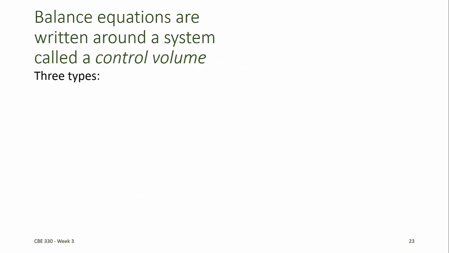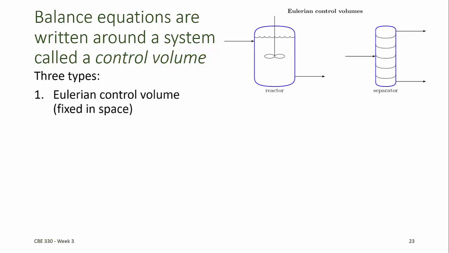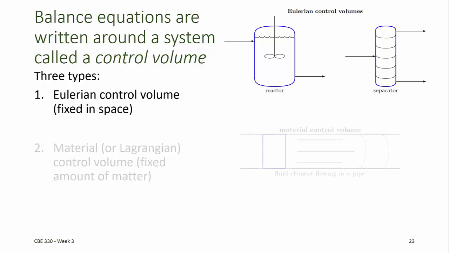The balance equations are always written around a system which we call a control volume. Control volumes can be one of three different types. The first type is called an Eulerian control volume, and it is represented by a fixed volume of space that does not move. So the contents of this reactor could be a control volume, or the contents of this distillation column could be a control volume, outlined with the blue solid line. Although material enters and leaves, the contents of the reactor are fixed in space.